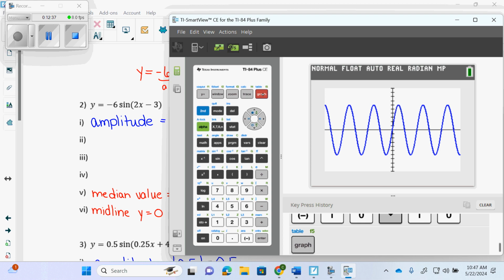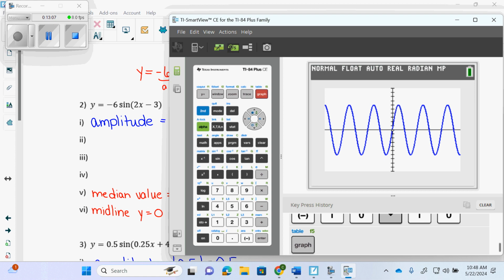So let's check what we know. We know the amplitude is 6, so let's count. If the amplitude is 6, the distance should be 12. We agree? So 1, 2, 3, 4, 5, 6, 7, 8, 9, 10, 11, 12. Well, that's good. The midline is supposed to be 0. If I count the amplitude up and the amplitude down, it should meet at 0, right? So let's count it up. 1, 2, 3, 4, 5, 6. 1, 2, 3, 4, 5, 6.